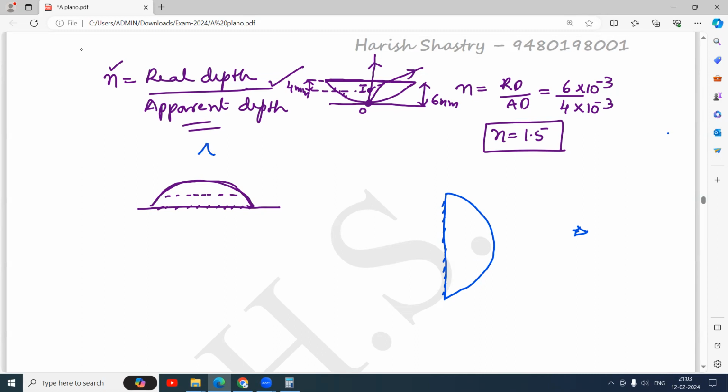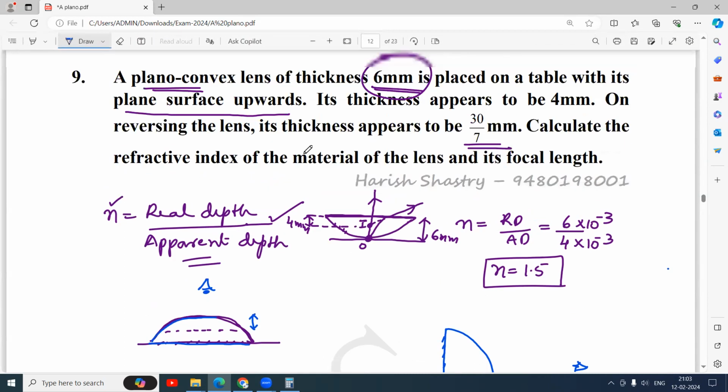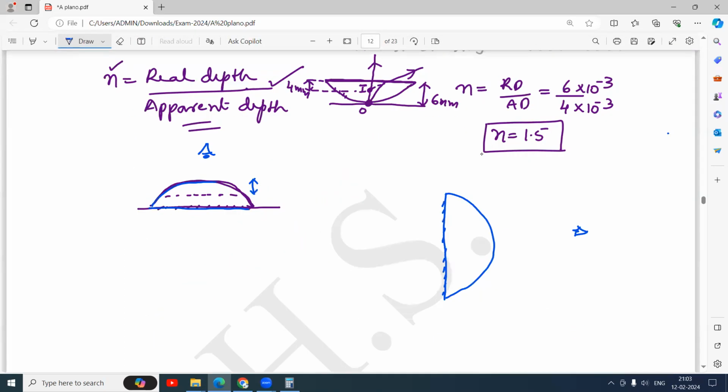As if you look into that surface of the table through the curved surface, the whole thing appears to be at a depth of 30 by 7 millimeter. The actual depth is 6 millimeter. So how to interpret it here now? If something written on the plane surface appears to be somewhere here, how is it possible?